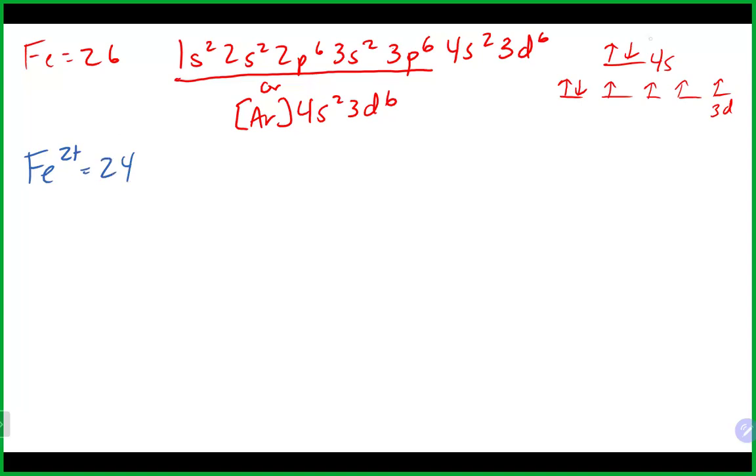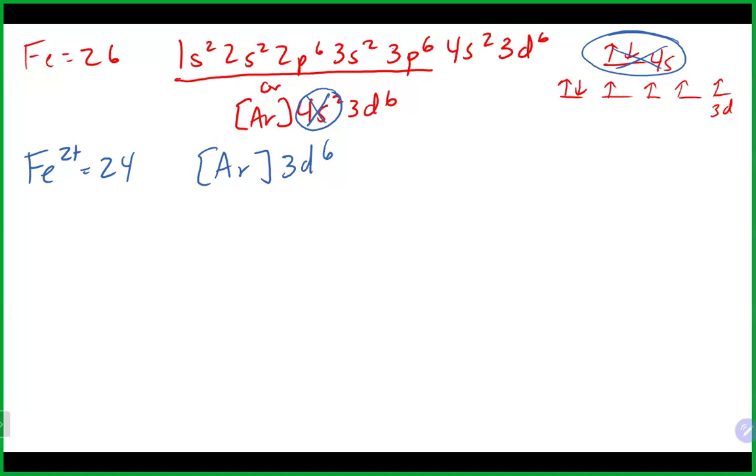That means it has lost 2 electrons, so it will end up with 24 electrons in this case. And when we look at it, these are going to be the very first electrons that will be lost in this case. They're going to lose these because they are higher in energy. And that would leave us with the configuration, if I just shorthand here, argon 3d6, as we lose those 2 4s electrons.